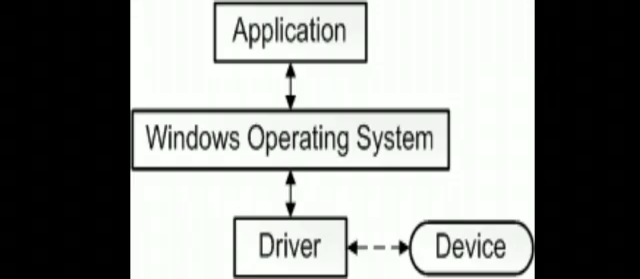Okay, so how is the device driver connecting? Why are we using a device driver? It is used to connect input and output devices to Windows. The application analyzes the Windows operating system, and next it communicates with the device driver, which is used to connect the input and output devices to Windows. That's why we are using a device driver.